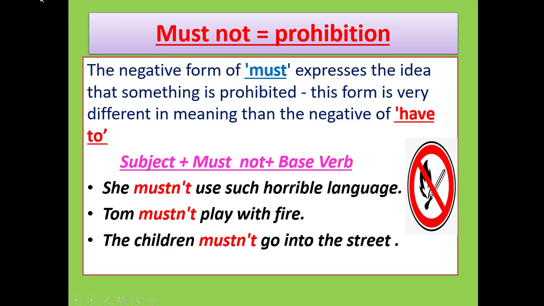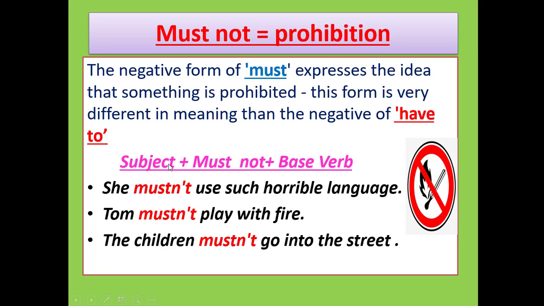But what about the negative of must? Mustn't. It expresses something is prohibited or forbidden. So this form is very different in meaning from the negative of have to. Negative of have to, don't have to, so it's not required, not important. Must is very important. Mustn't, also, is very important because something is prohibited or forbidden.